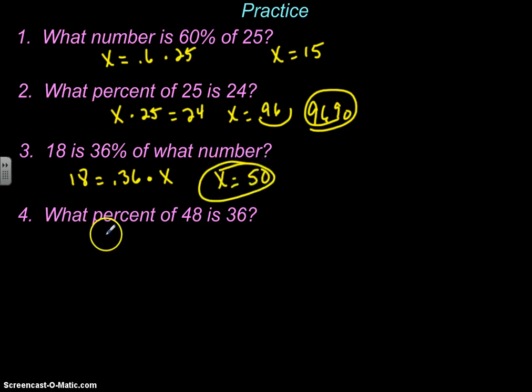Okay, what percent X of is times 48 is equal 36. Okay, here I'm going to divide both sides by 48. 36 divided by 48. X equals to 0.75. Move the decimal 2 places because I'm looking for percent. It's 75%.